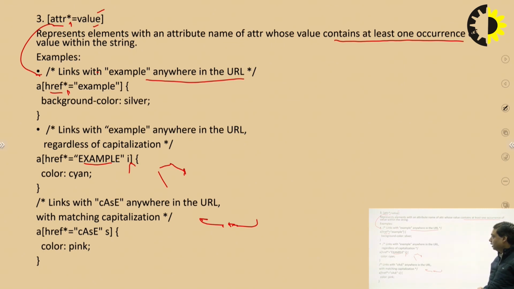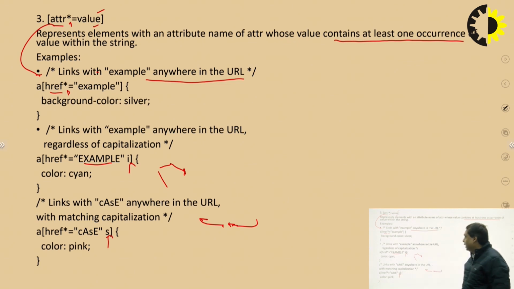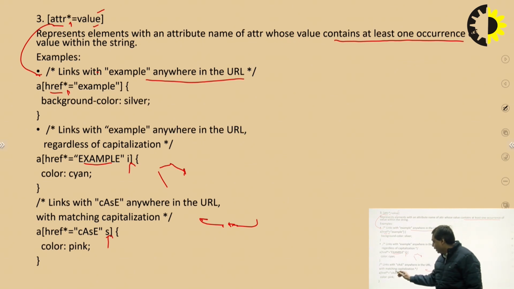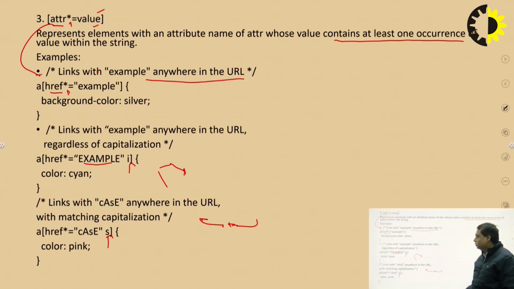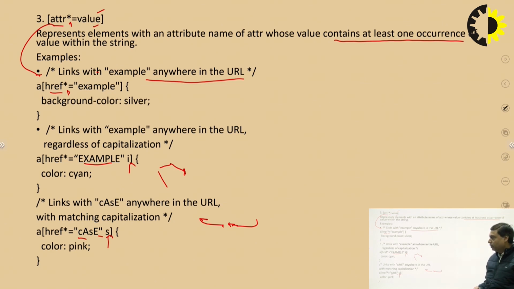Second, if you want to ensure that the capitalization must match, then we can use the S flag here. Whenever a capital character is mentioned in a particular value, then if href consists of at least one occurrence of CASE, where C, A, S, E are capital, then this CSS color equal to pink will be applicable.